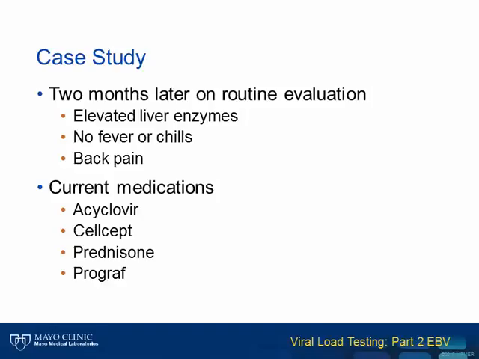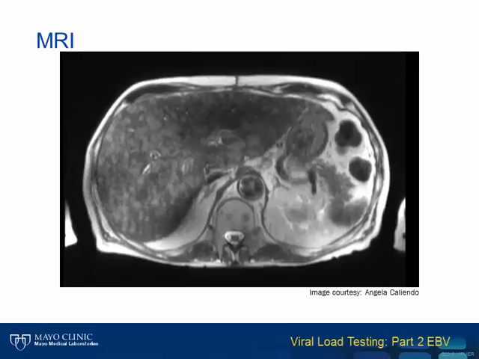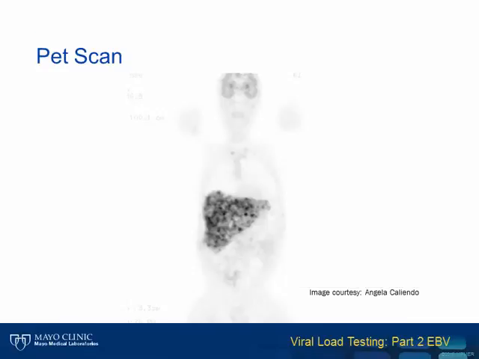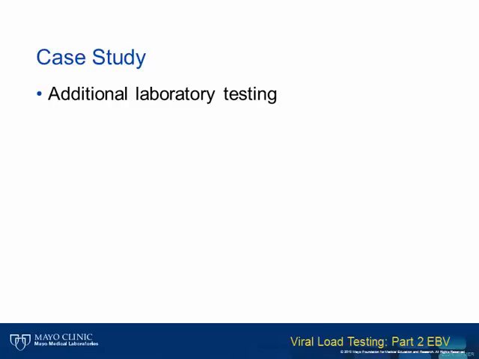Due to his elevated liver enzymes and complaints of back pain, an MRI and PET scan are ordered, which reveal the following. The MRI showed numerous intrahepatic focal rim enhancing lesions, which were felt to most likely represent metastasis. And a PET scan showed innumerable hypermetabolic focal hepatic lesions scattered throughout the liver parenchyma. So these were obviously very concerning findings, and additional laboratory testing was performed.